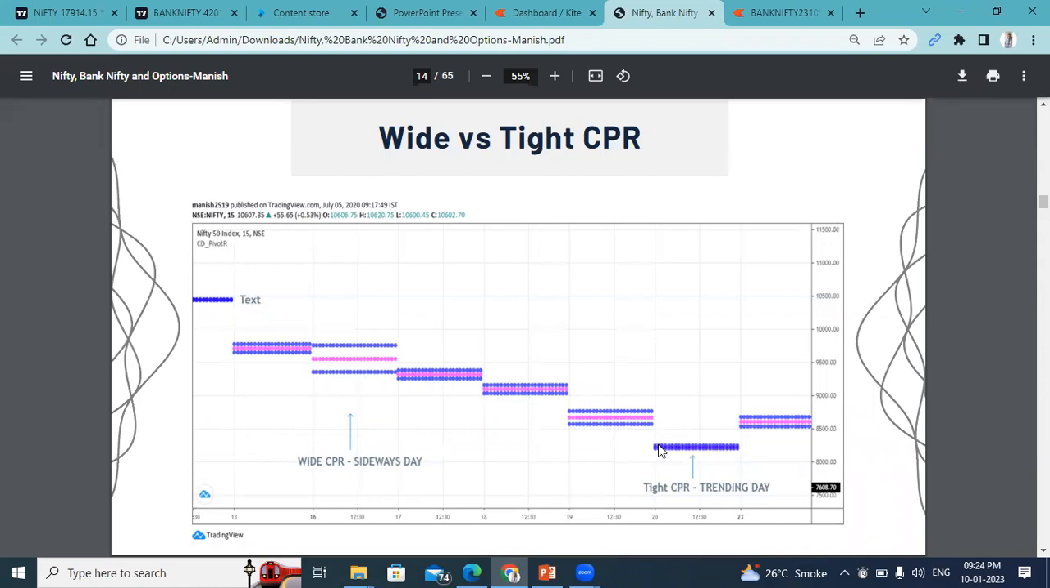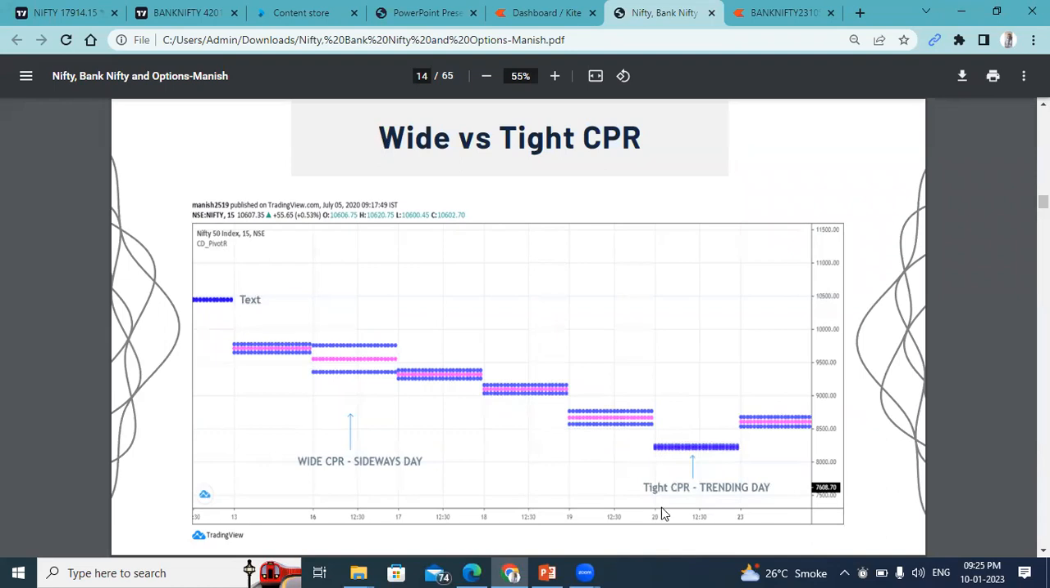Now see what happened on tight CPR. This is tight CPR. This is the 20th trading session. यहाँ पर आप देखेंगे तो all 3 CPR lines, they are very close to each other. The gap between all three CPR lines is so narrow, it is looking like a single line. देखिए यहाँ पर 3 lines नहीं दिख रही. I can see this one single line. So this is called a tight CPR, या इसको आप कह सकते हैं narrow CPR.